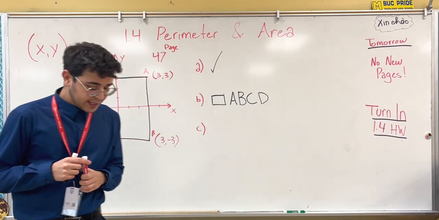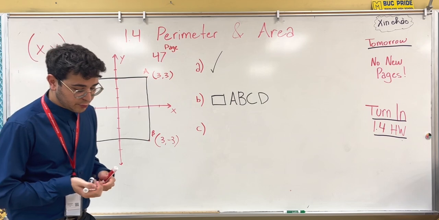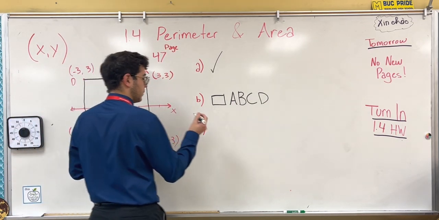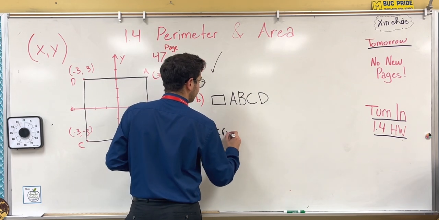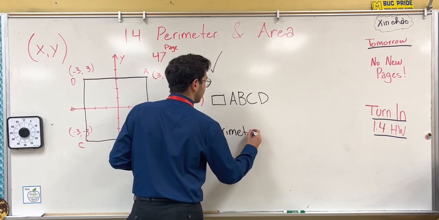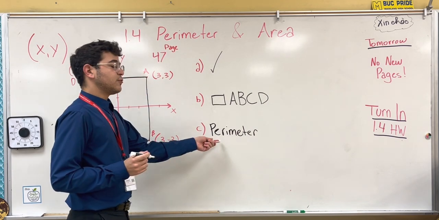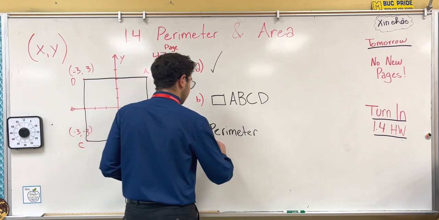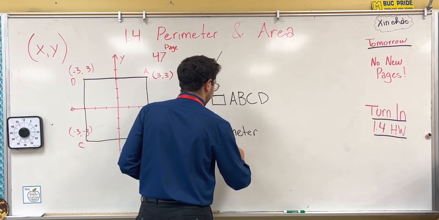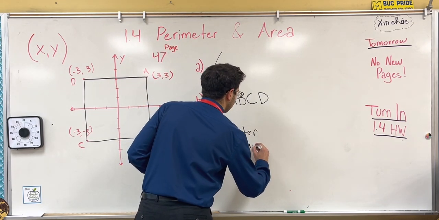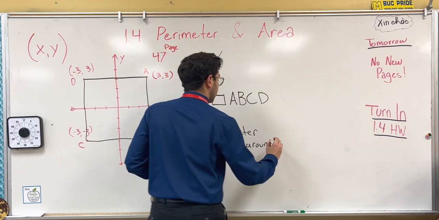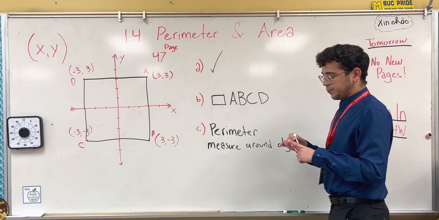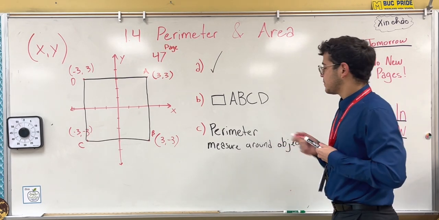Go ahead and explain how you can find the perimeter, then find the perimeter. Okay, so perimeter, peri means around, meter means measure. So perimeter is just the measure around the object, okay? Measure around object. We can also always refer to perimeter as the fence, okay?